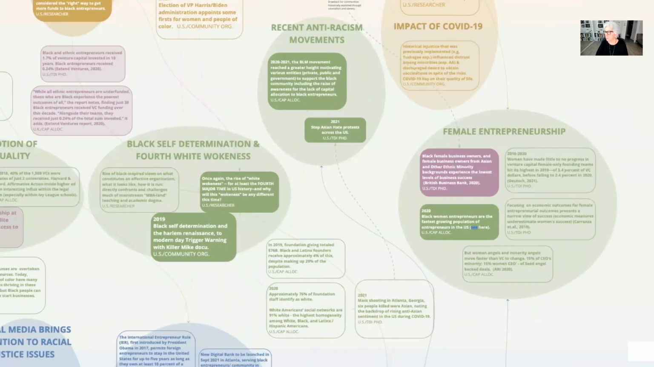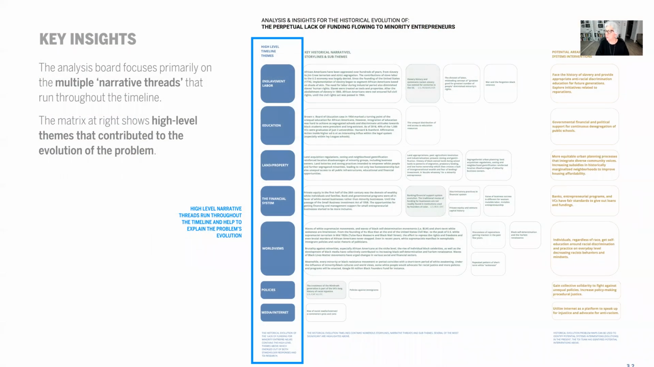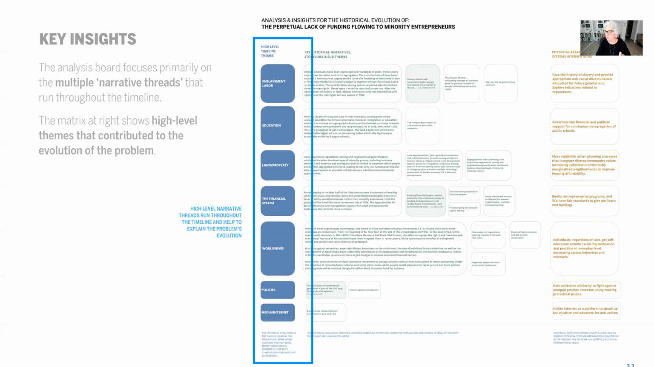Countless narrative threads can be followed within the map and can serve different purposes. Some narratives might chart the evolution of social beliefs and cultural norms that are problematic, while others might cite and connect key events, pieces of legislation, or social movements that better explain the lack of funding for minority entrepreneurs. The analysis board that sits directly beneath the map has listed key narrative threads that run throughout the timeline.